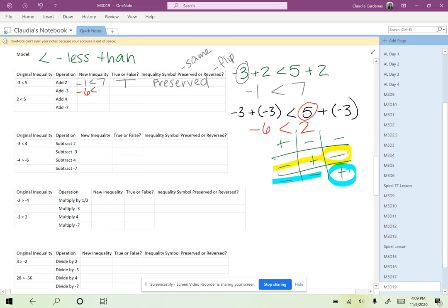We're going to go ahead and put that in our table. Is -6 less than 2? Yes, that is also true. Did we keep the inequality symbol the same, or did we flip it? We kept it the same, so it was preserved. All right, you're going to try this row on your own.